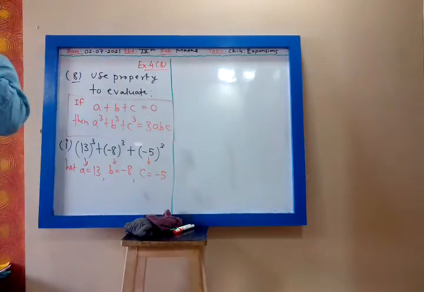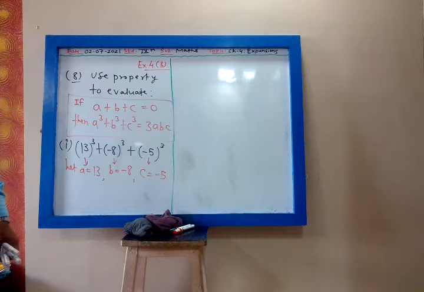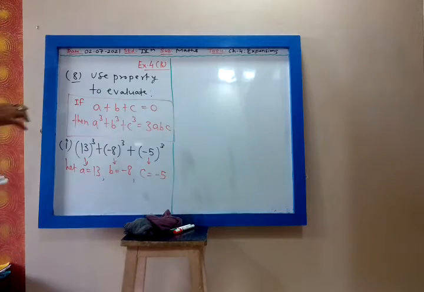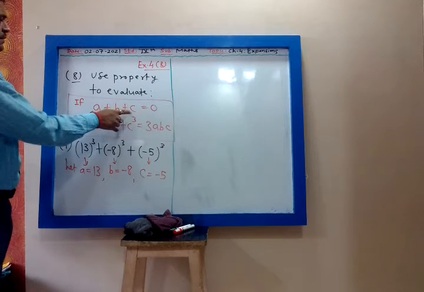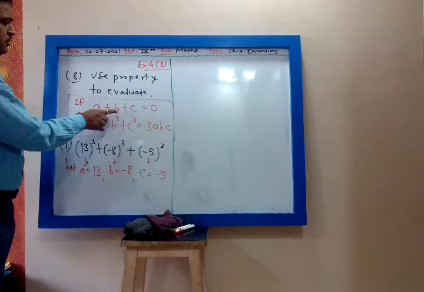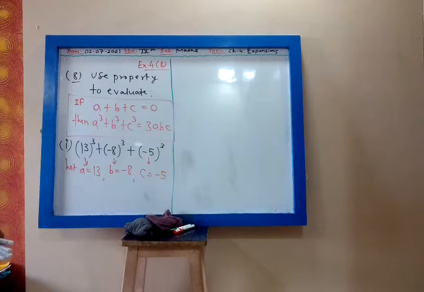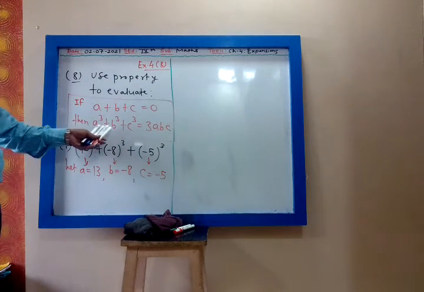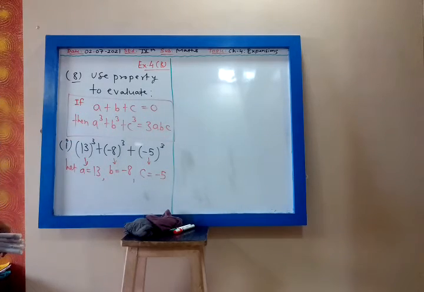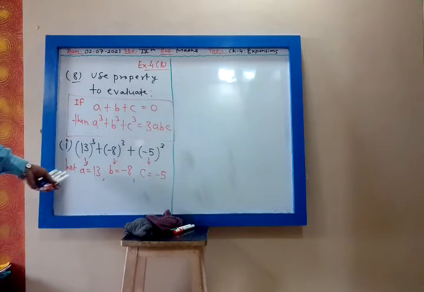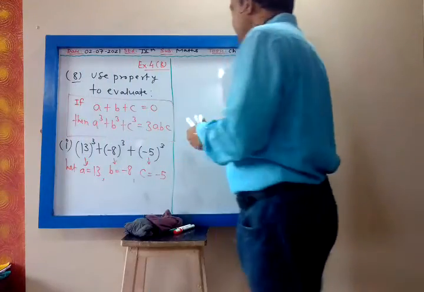First you check whether a plus b plus c is 0. Okay. So use property means we have to use the property that if a plus b plus c is 0, then a cube plus b cube plus c cube will be 3 times abc. This is the property. If a plus b plus c is 0, then a cube plus b cube plus c cube is 3abc. Okay. So now we check whether a plus b plus c is 0.